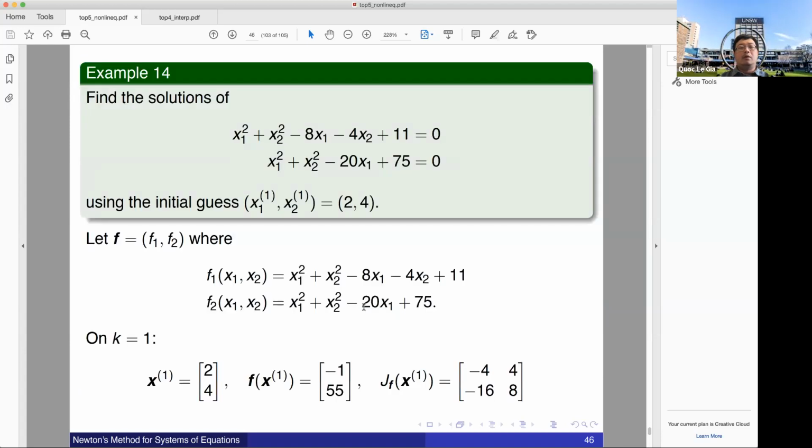Okay, so next time I think I will go over this at least numerically. We just have an example here, but next time I will show you how we implement this in MATLAB. So maybe on Friday.